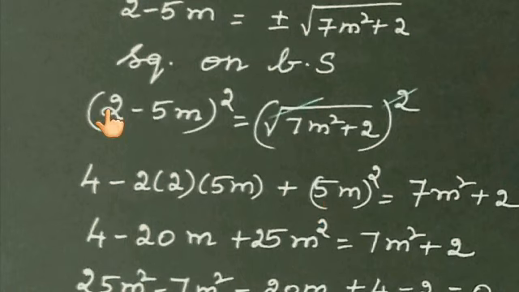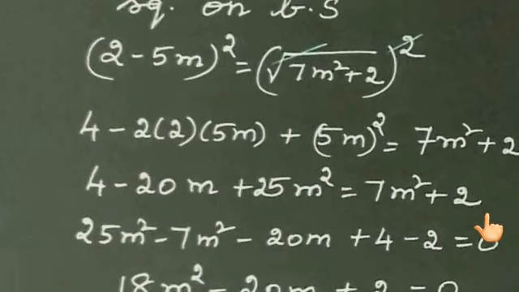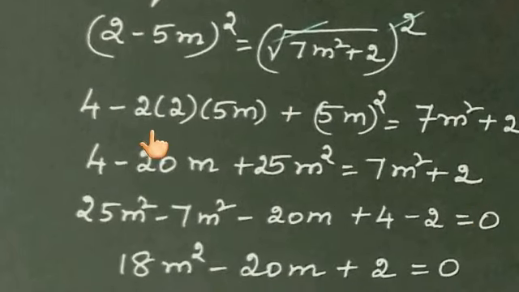a square minus 2ab plus b square. That's the expansion. So you have 4 minus 2ab, 2 into 5m, plus b square, 5m the whole square. On the right hand side you have 7m square plus 2. Which is equal to 4 minus, multiply 5 twos are 10, 10 twos are 20, so 20m plus 5 square is 25, 25m square is equal to 7m square plus 2.